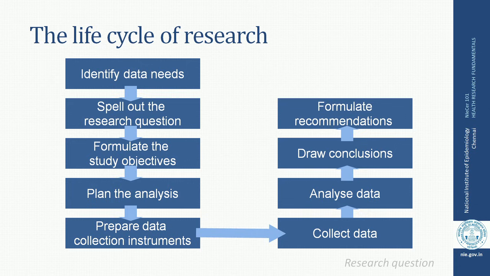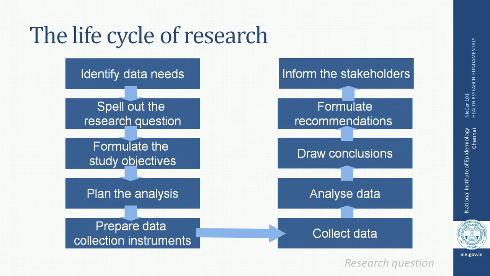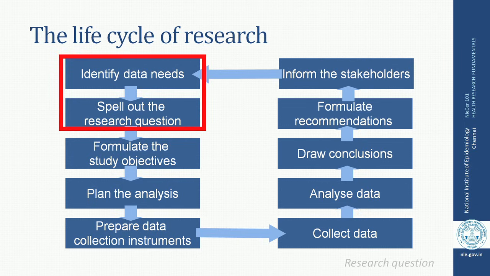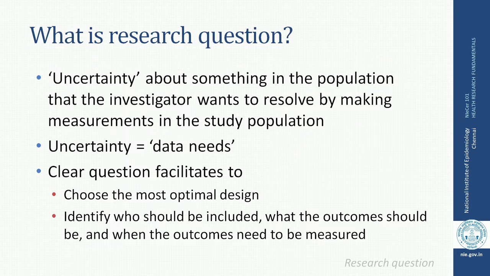Ultimately, this recommendation is shared with the stakeholders for whom it matters. This process ends with another uncertainty that may begin the cycle once again. Therefore, the first two steps clearly indicate that we need to start with a good research question. Therefore, we are going to see what a research question is.